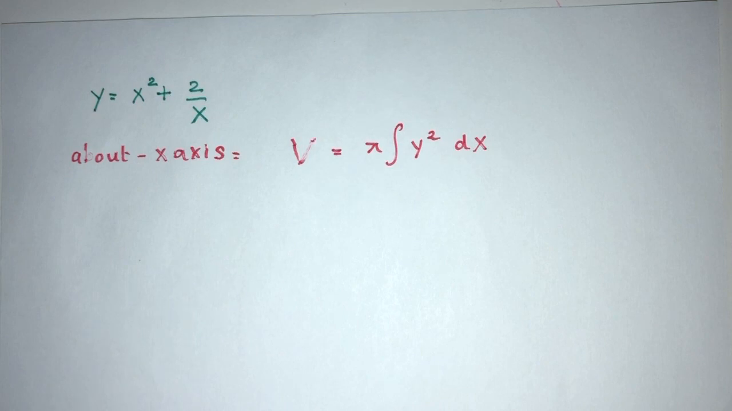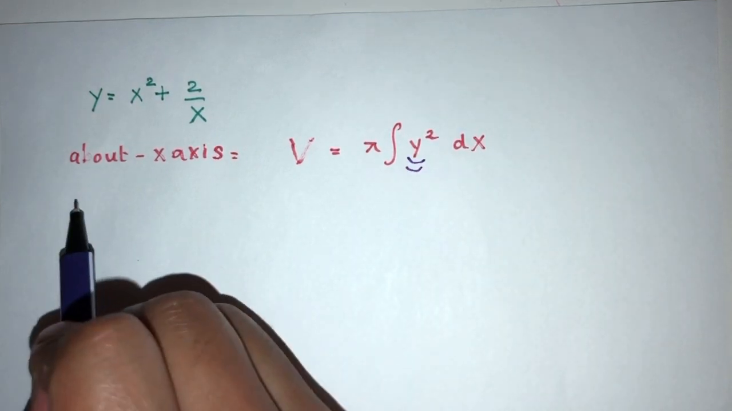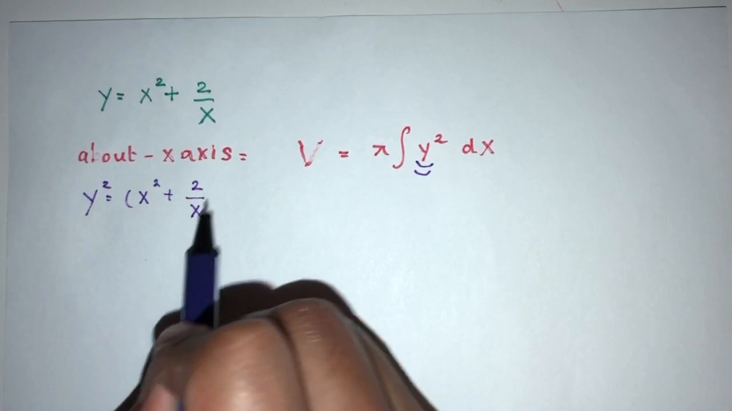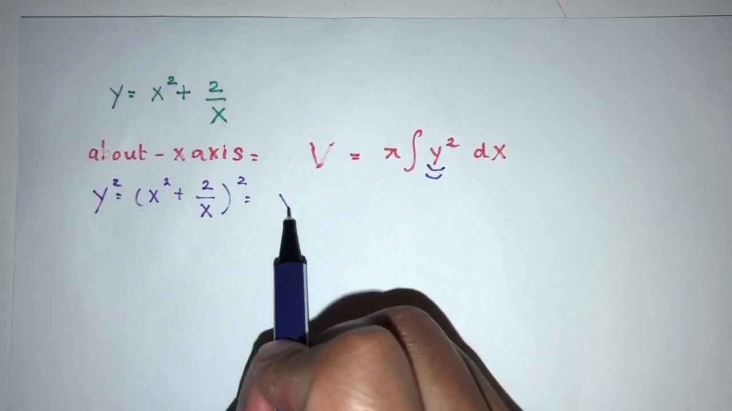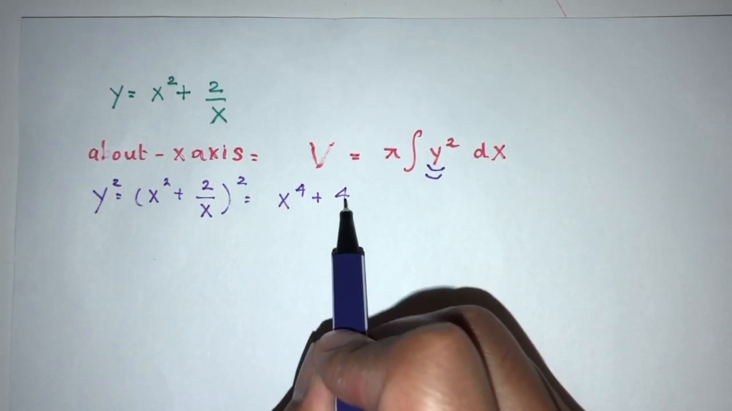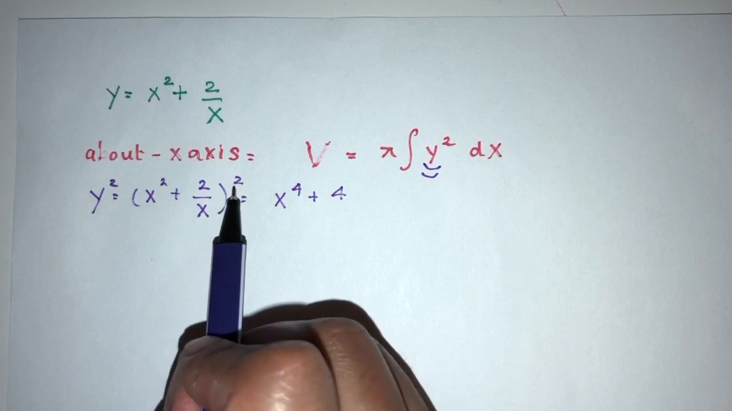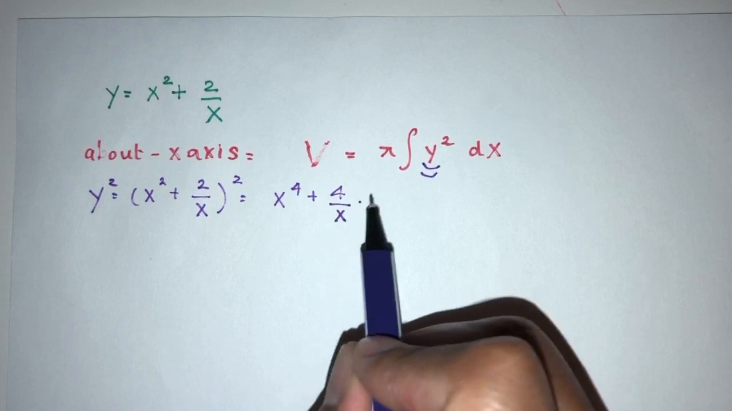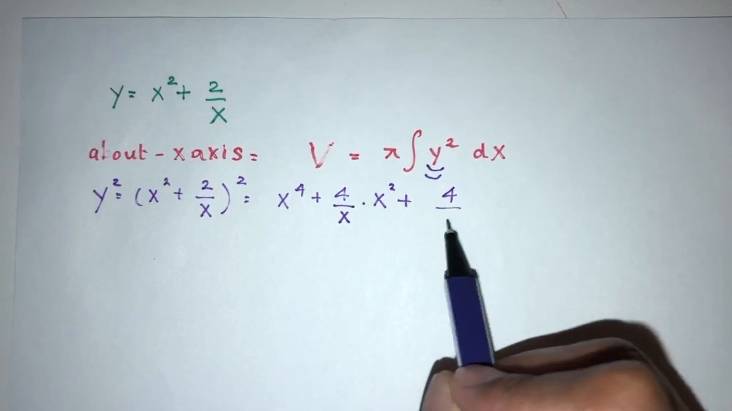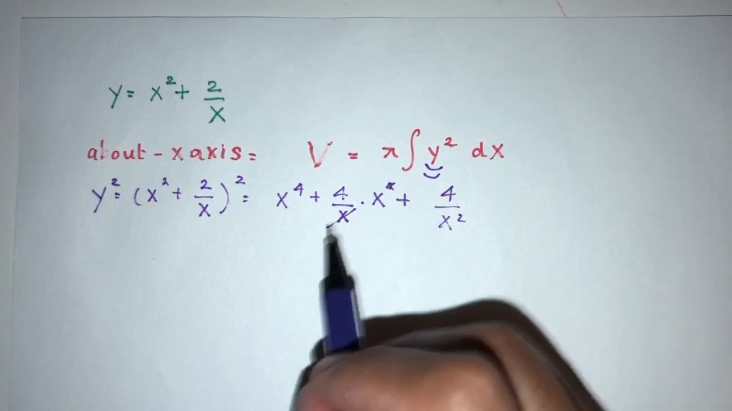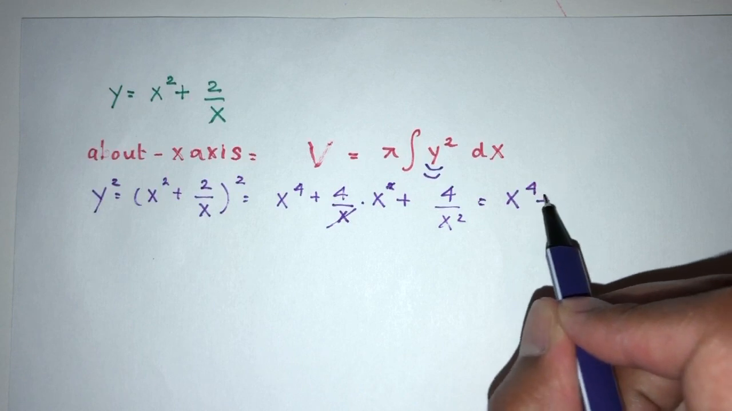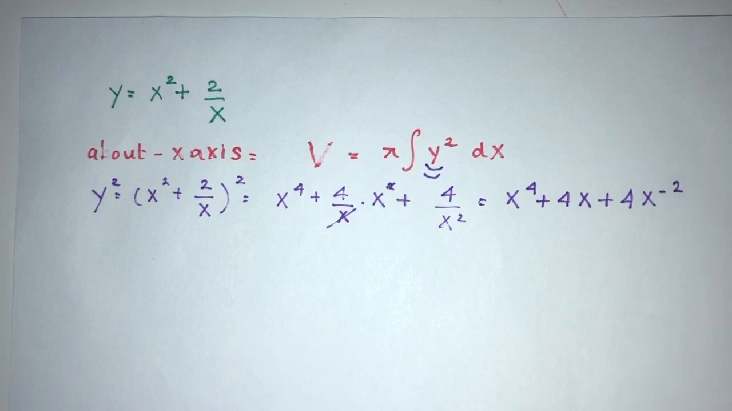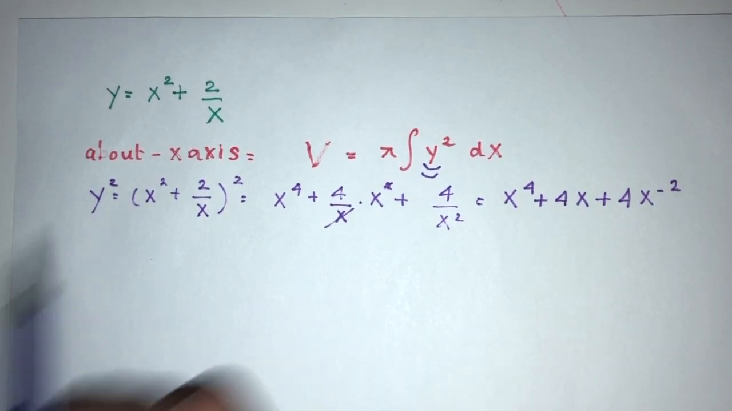So we know y. We have to find y squared, right? So let's find y squared. Y squared will be x squared plus 2 over x, squared. That should be x power 4 plus 4. So here you'll have 2 times this times this. That will be 4 over x times x squared, and then plus 4 over x squared. That should be cancelled out. As you can see, that will give you x power 4 plus 4x plus 4x power minus 2. This will be y squared. Replace back in the main equation.